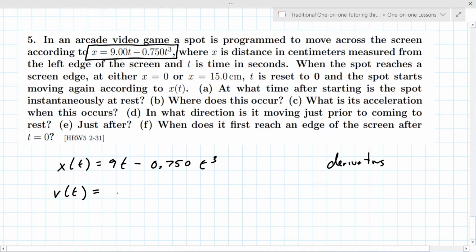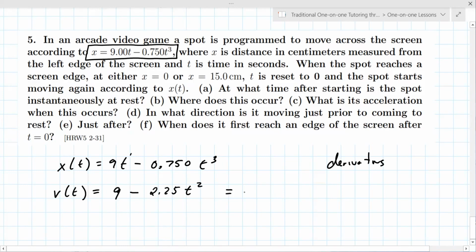You've got to be able to take the derivative of this. It's going to be 9 minus, without the t, that's the power rule. So minus 0.750 times 3, that's 2.25 t to what power? To the power 2.